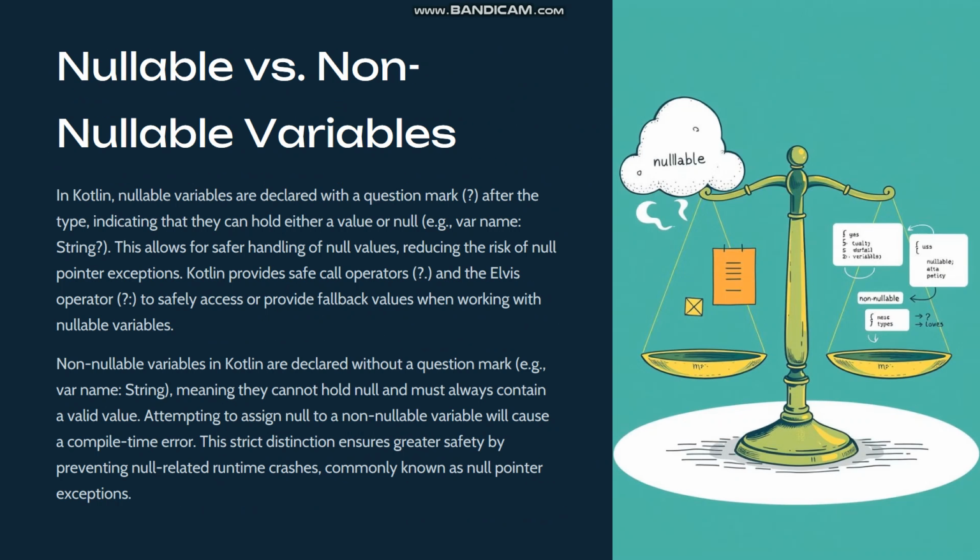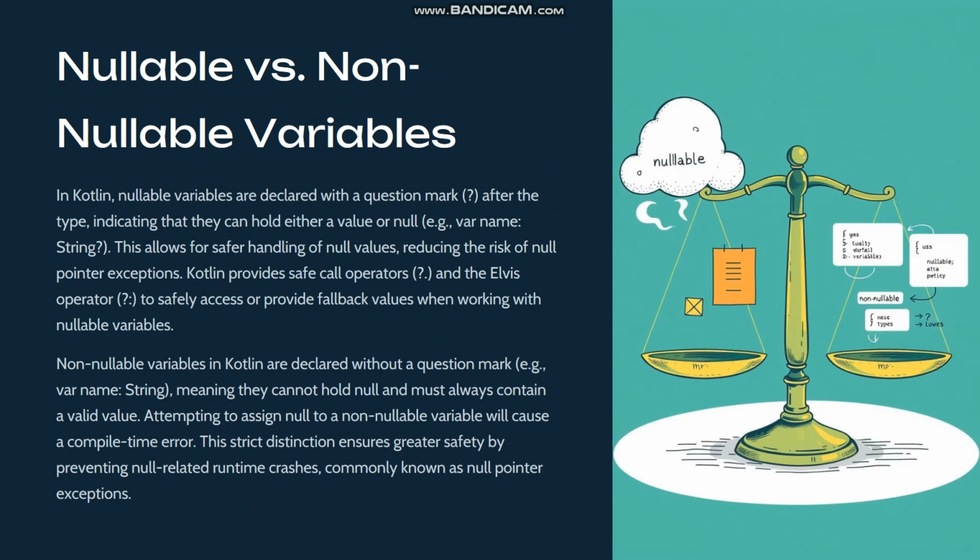Nullable or non-nullable variables. In Kotlin, nullable variables are declared with a question mark after the type, indicating that they can hold either a value or null. Example: var name: String?. This allows for safer handling of null values, reducing the risk of null pointer exceptions. Kotlin provides the safe call operator, question mark dot, and the Elvis operator, question mark colon, to safely access or provide fallback values when working with nullable variables.